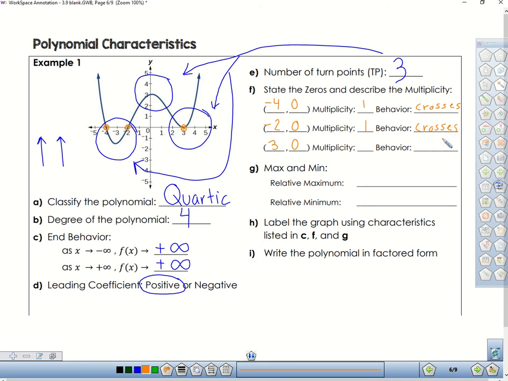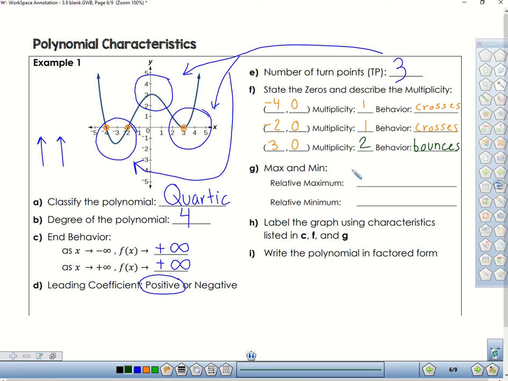But something different occurs at the 3. What happens at the 3 that's different than the others? It bounces. And what do you think my multiplicity is here? 2. Even multiplicity always bounces. So as you get into higher and higher multiplicities, it gets harder to identify visually.